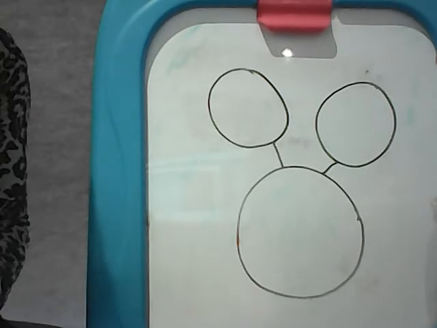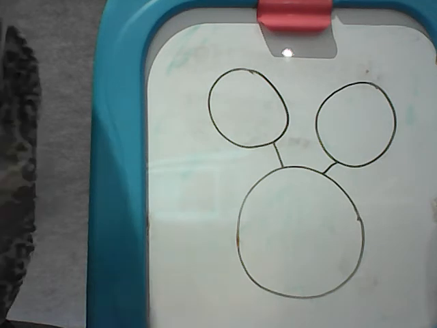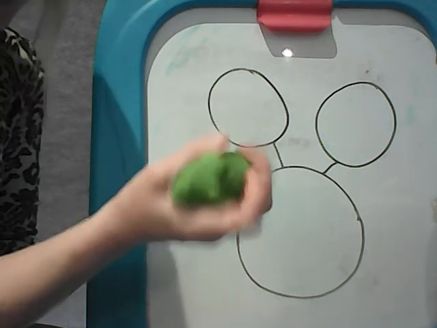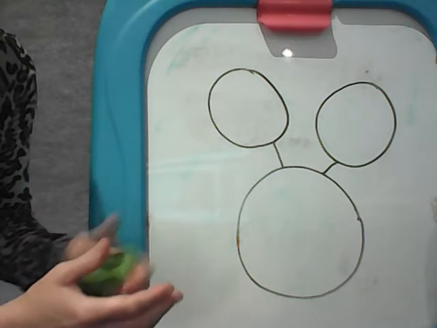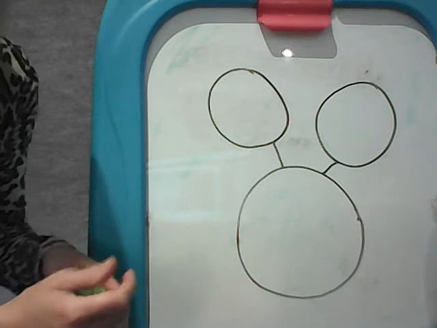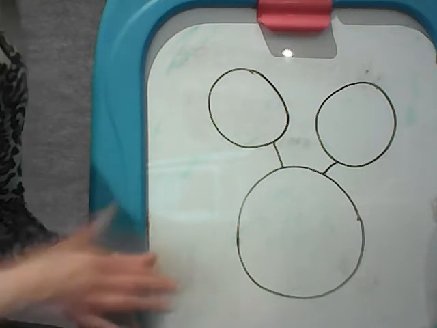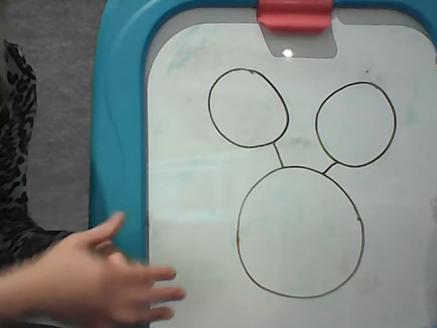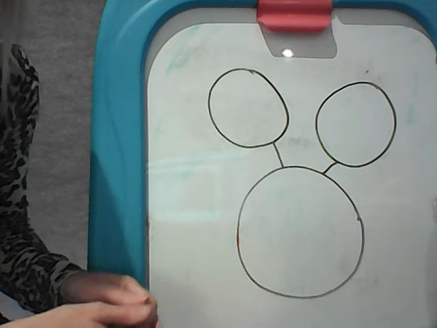So for our part-whole model today, you can use anything you like. I'm going to use some Play-Doh, but you could use some bits of pasta. You could use some little blocks. You could use anything you like, cut out bits of paper, anything at all. Now, I've sent you this, so you can either print that off or you can draw your own.